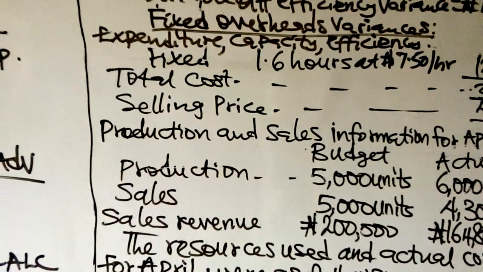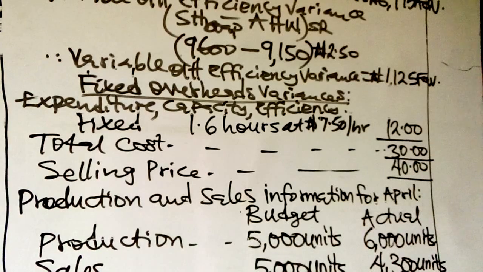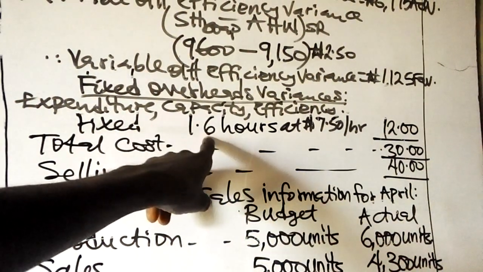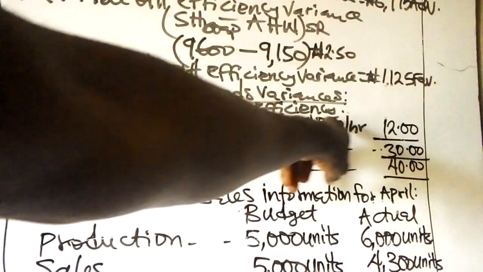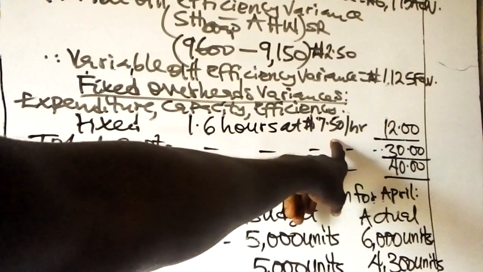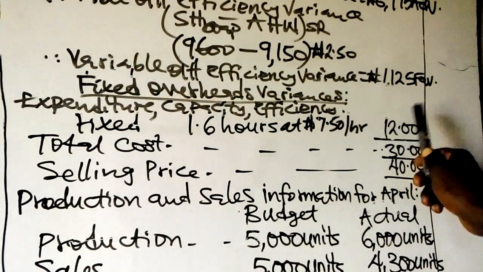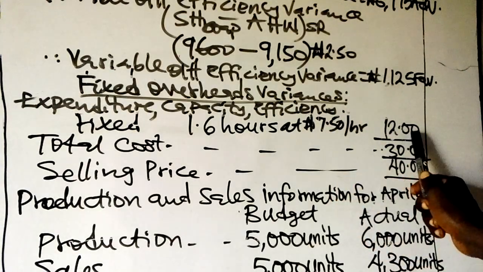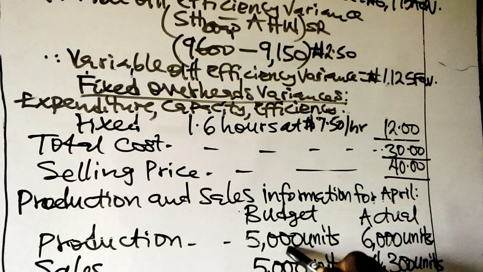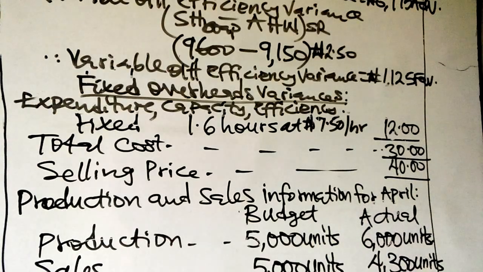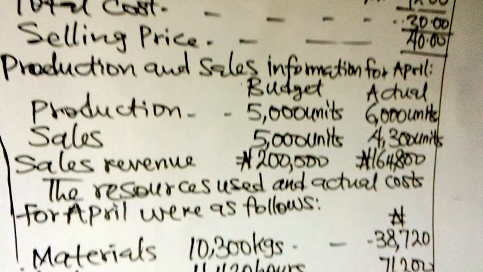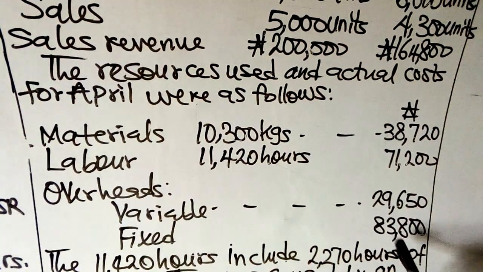Now let's go back to the question. How much is our budgeted fixed overheads? If you look at the information you are given above, for fixed overheads the standard hours is 1.6 hours at 7.5 naira per hour, and you are given 12 naira. And you were given the budgeted production of 5,000 units. To calculate our budgeted fixed overheads, this is the budgeted fixed overheads rate per unit. This one is rate per hour, while this is rate per unit. You multiply the budgeted fixed overhead rate per unit by the budgeted production of 5,000. Therefore, you'll be having 12 times 5,000. That will give us the budgeted fixed overheads. And the actual fixed overheads is 83,800.